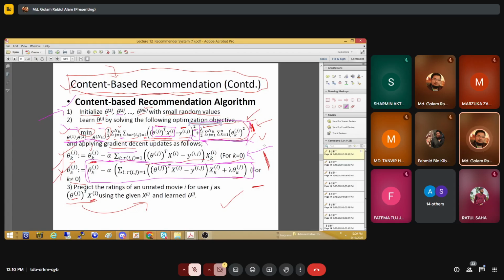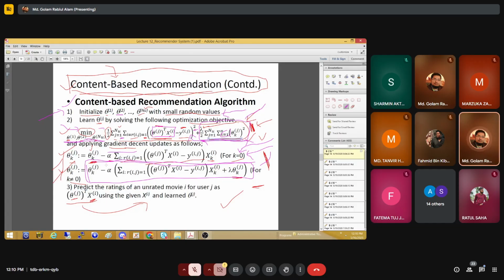But when k equals 0, that means iteration 0, initially we have to initialize those values with small random values. Okay, and for that case, initially no need to regularize. So that regularization part is not here in k equals 0. The regularization will be there when k equals 1. Specifically, we can see that this is k equal 1. It will start from k equal 1. So for other k, we will get this equation.